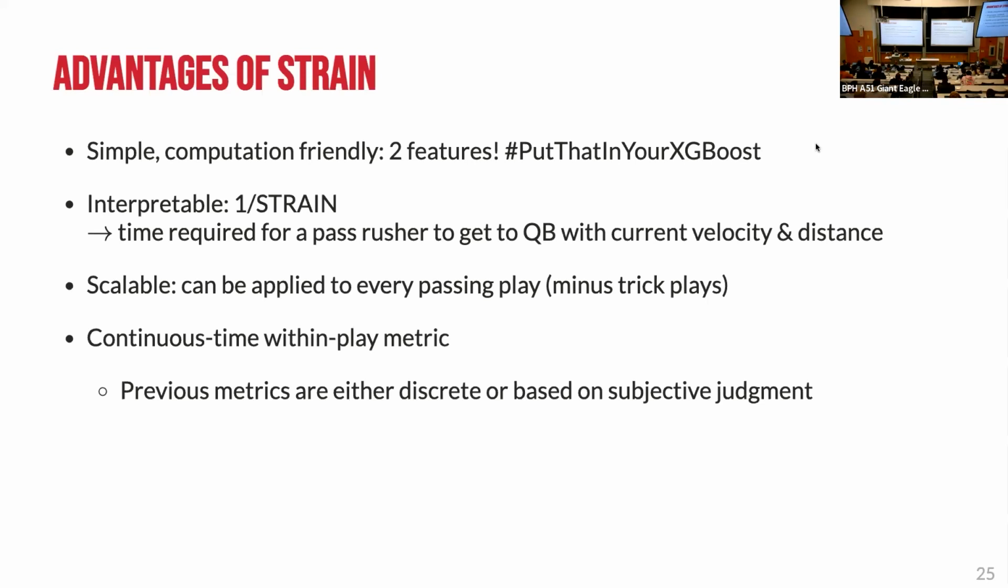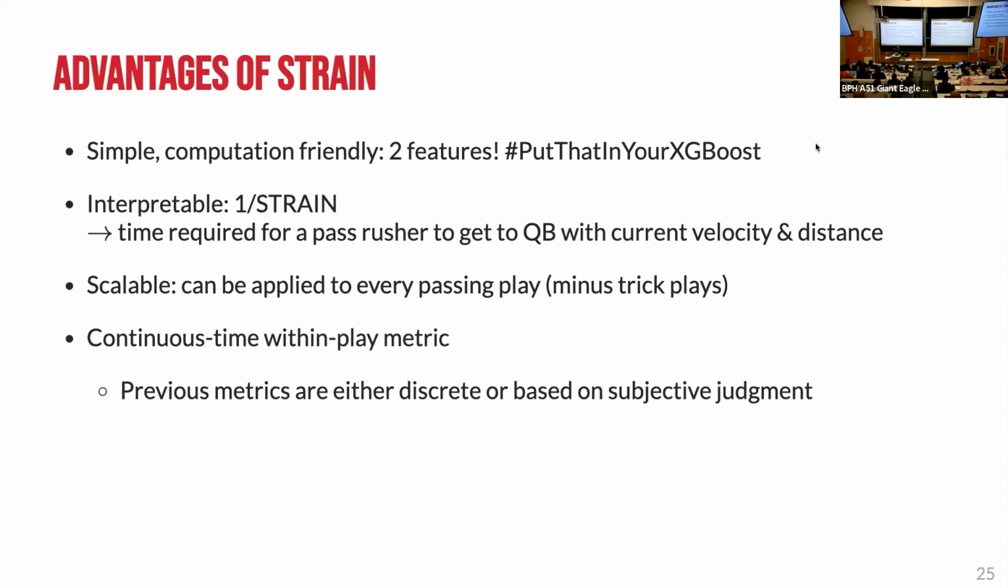Also, strain provides a continuous, within-play measure of pressure, which addresses the shortcomings of previous pass rush metrics. So what were the previous metrics? Traditionally, we have sacks, hits, and hurries. Those have been collected for a long time. But those are just counting statistics, which means that we only observe them at the end of the play. There's no continuous element there, just discrete quantities.